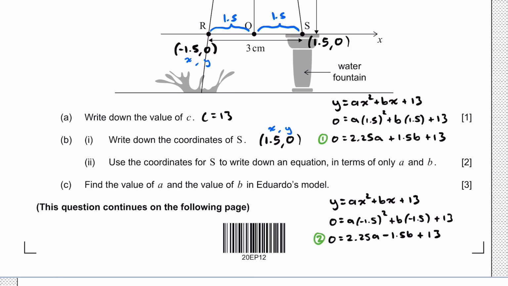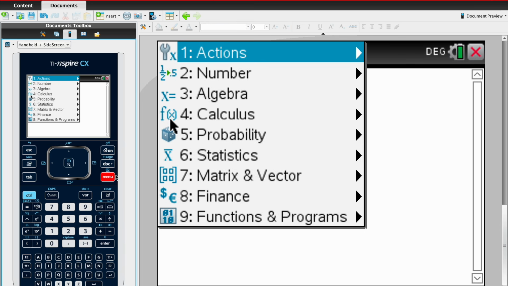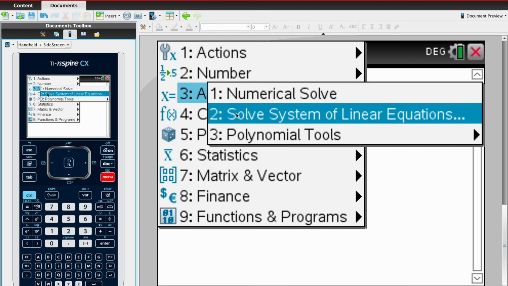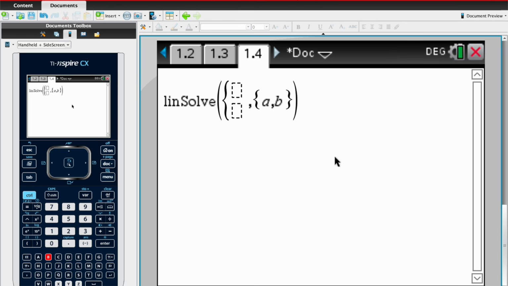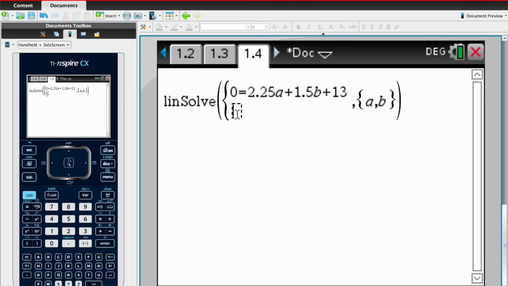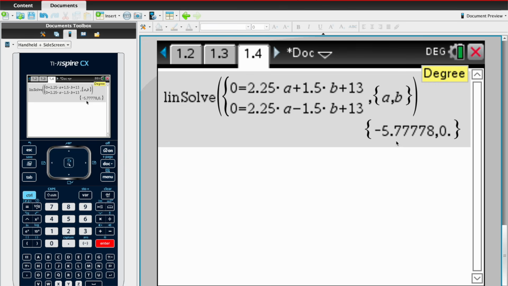So let's go to the calculator and work that out. Menu, algebra, solve system of linear equations, two equations. We have them written in A and B. All right. Let's write them out. 2.25a plus 1.5b plus 13. And the second one was 0 equals 2.25a minus 1.5b plus 13. All right, everything looks good. And here are the values for a and b.